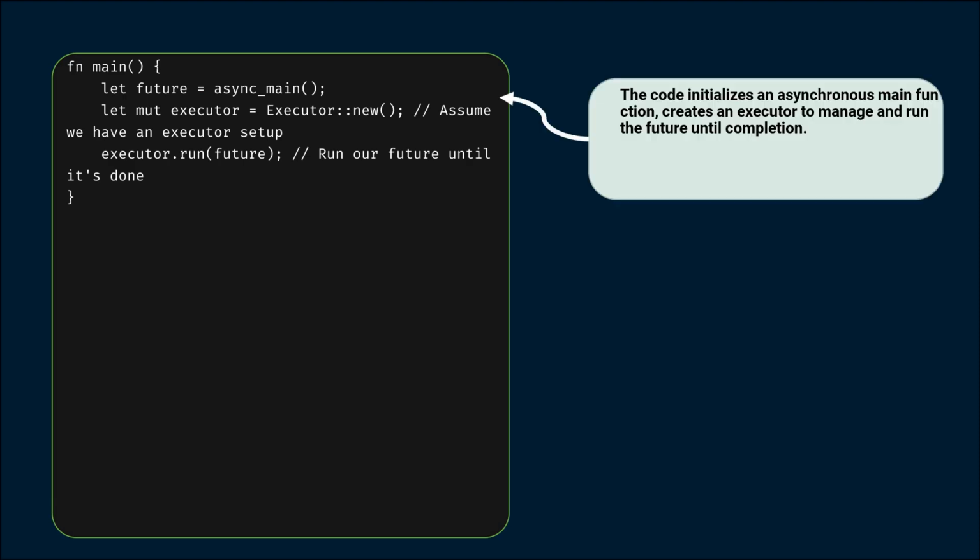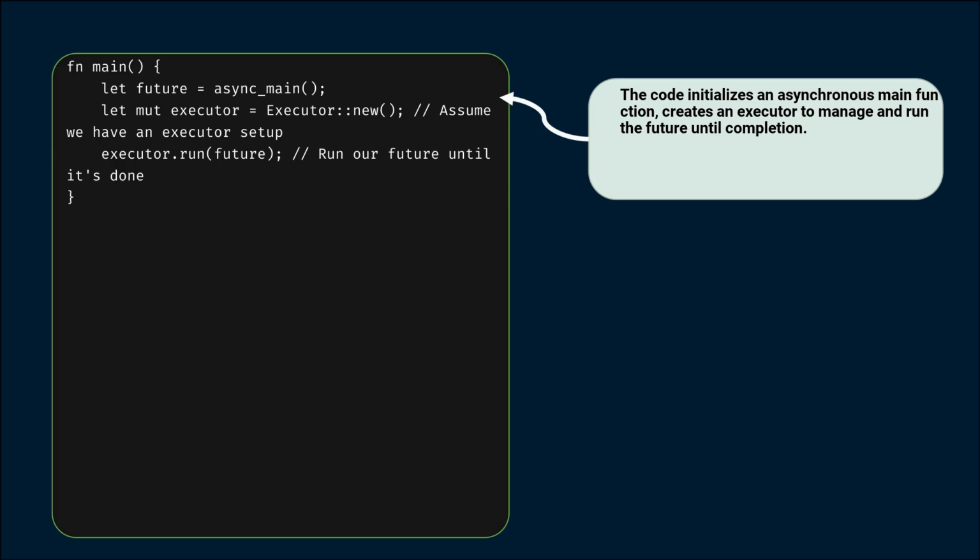In the code, we start with a main function where we declare our asynchronous function called asyncmain. By executing this function, we create a future, which represents the ongoing computation that will eventually yield a result. We then set up a new executor instance, which is responsible for running our future. This executor is a crucial component of the async runtime. It polls the state machine generated by the Rust compiler from our async function. The executor's role is to manage the execution of futures, ensuring they are processed until they complete.